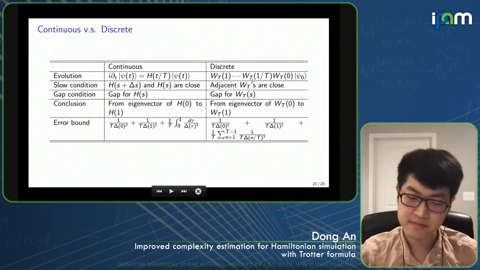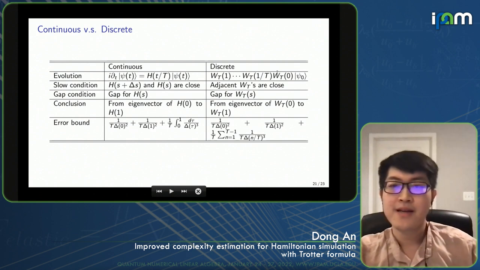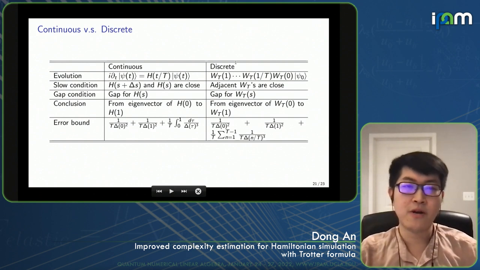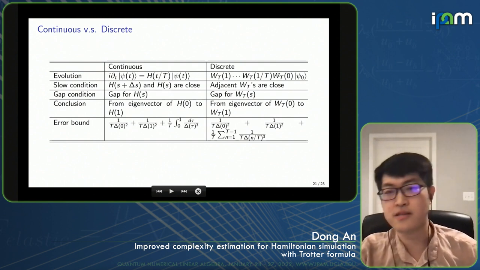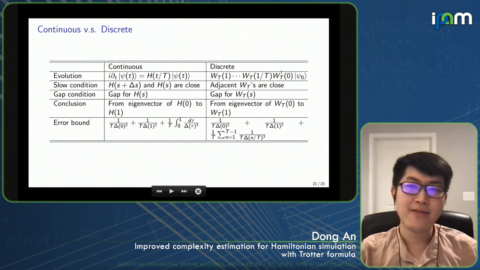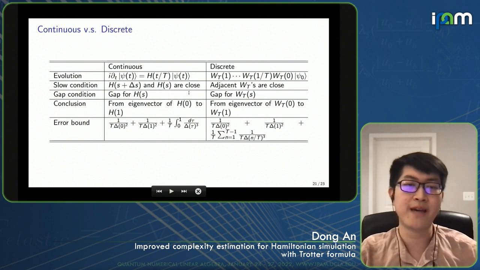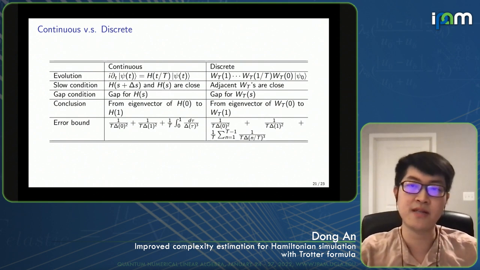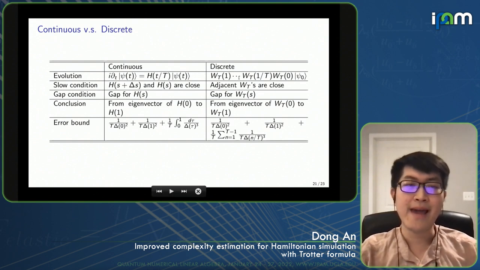The first is the slow assumption: we assume my discrete unitary operator is changing slowly. That is, the difference between the adjacent walk operators is quite small. The second assumption is the so-called gap condition. Since we do not have the Hamiltonian anymore, the gap condition is assumed for the unitary operator. I would like to remark that it is different from assuming the gap condition for the Hamiltonian, and I will discuss this at the end of the talk. But so far, we just assume that we have some gap condition for our unitary walk operator.